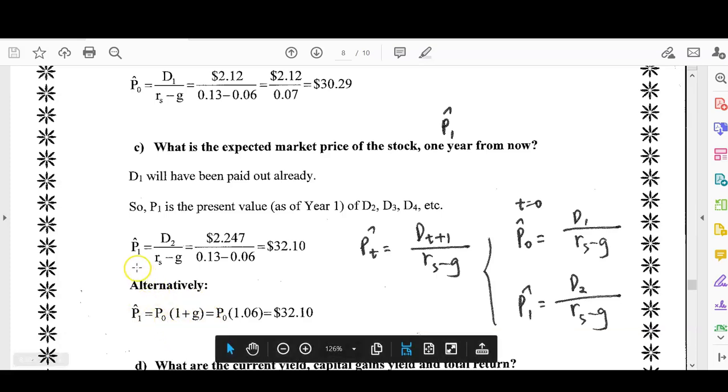Okay, so the same, if the question is asking for P2, you can also use P2 equals D3 over Rs minus g. And P2 would be equal to this P1 number multiplied by 1 plus g. Okay, you can always solve for any Pt.